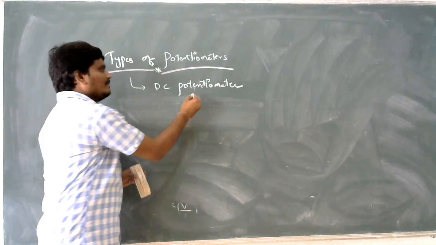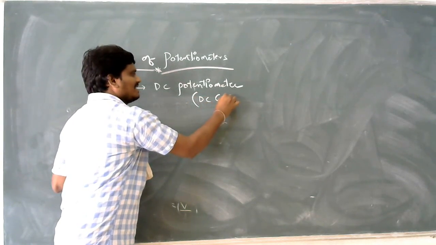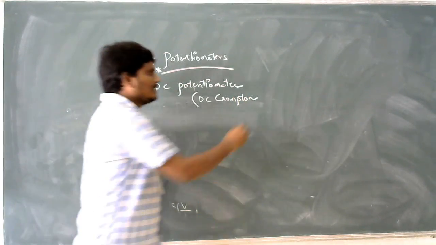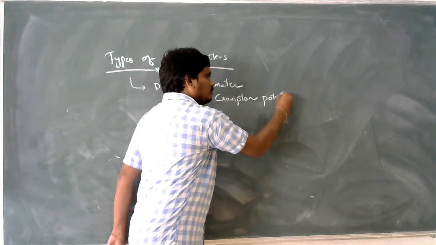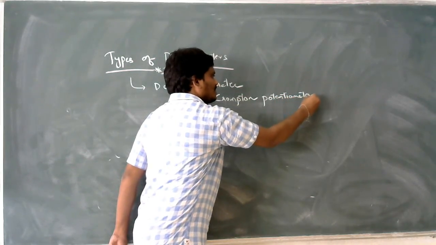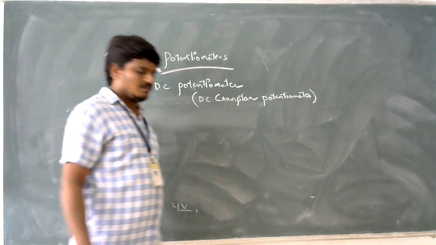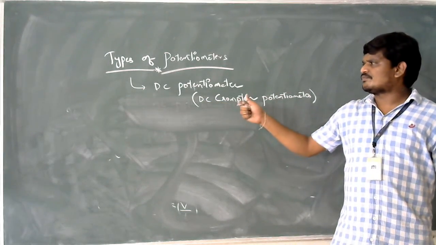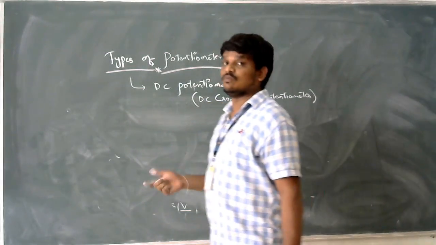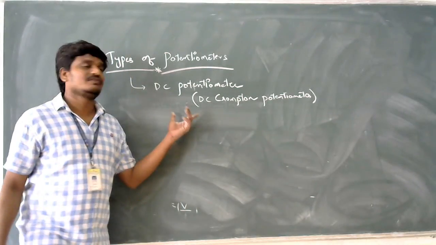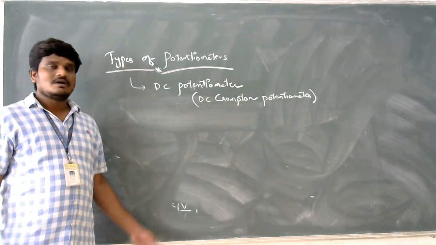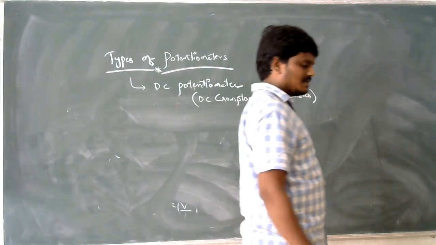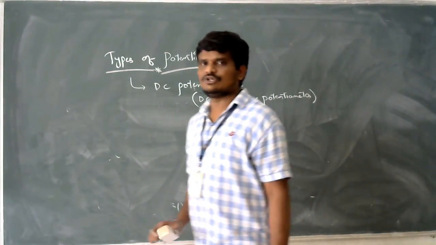This DC potentiometer is also called the DC CROMPTON potentiometer. Now we will discuss what values the DC potentiometer is used to measure, what the construction of a DC potentiometer is, how it works, and how the standardization of a DC potentiometer is to be done. These are the things we are going to discuss regarding the DC CROMPTON potentiometer.